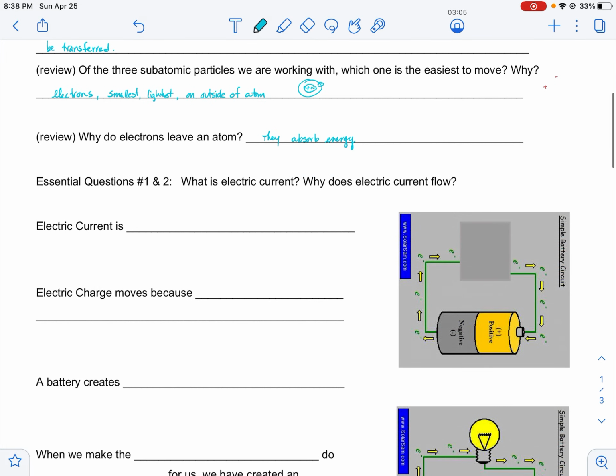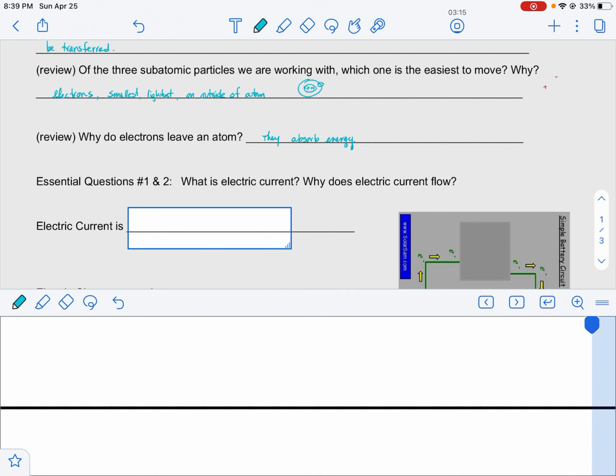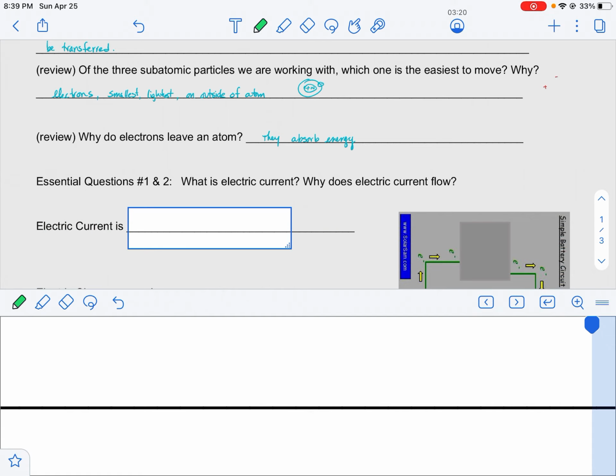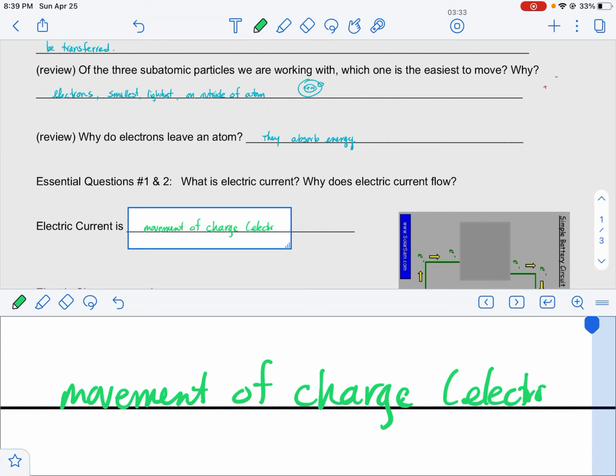So we'll look at questions 1 and 2. What is electric current, and why does electric current flow? So, what is electric current? This is just a basic definition, and then we'll talk a little bit more specifically. So, electric current is the movement of charge. And we are specifically talking about electrons again. So we're specifically talking about negative charges moving around, and that's an electric current, okay?